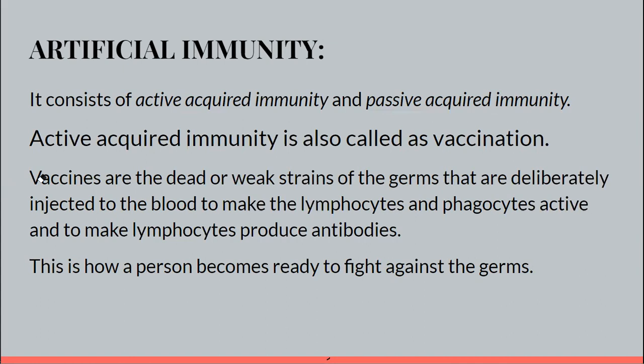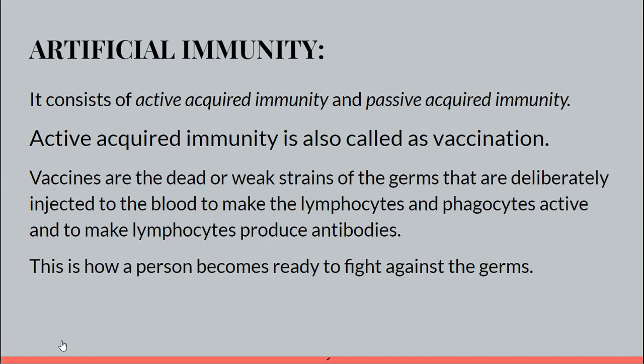So what is actually vaccination? Vaccinations are the dead or the weak germs which are intentionally injected in our body so that the lymphocytes and the phagocytes become active. Lymphocytes produce lots of antibodies and these antibodies remain in our blood for a long period of time. So when the germs enter our body, instantly they will be killed. So this is called active acquired immunity.